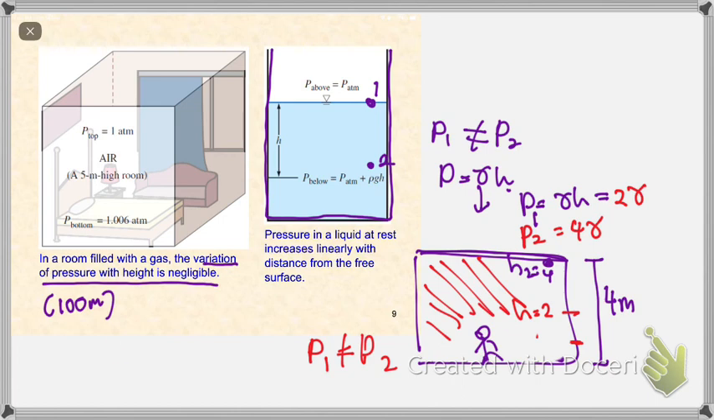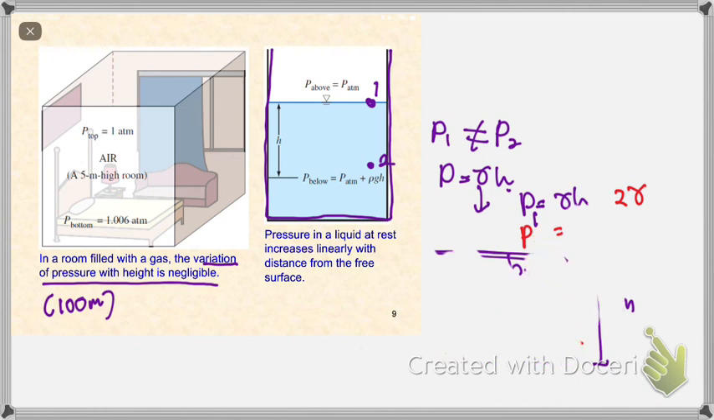P1 is equal to P2 because the density of air is approximately the same. The density at this point here and the density, still imagine you are in the same bedroom, somewhere near the floor and somewhere near the ceiling is still the same for air. That's why P1 is equal to P2 for most of the cases when it involves air.